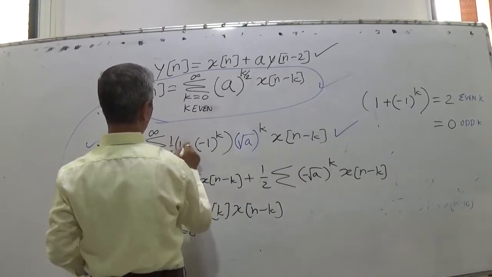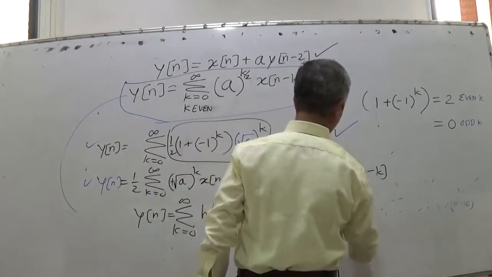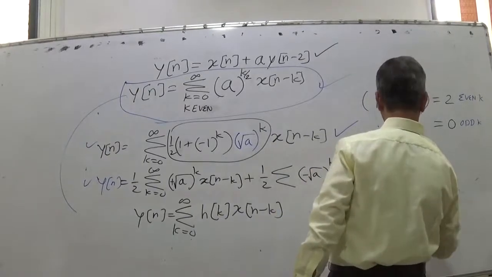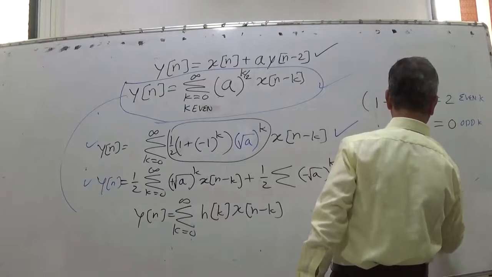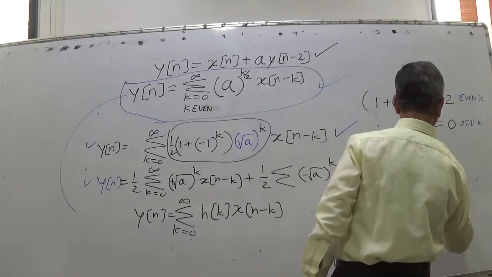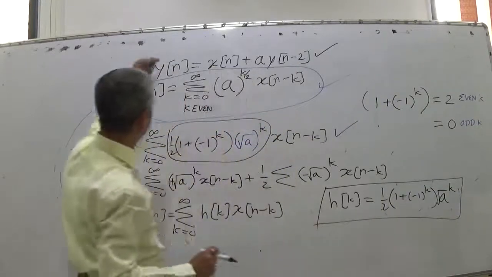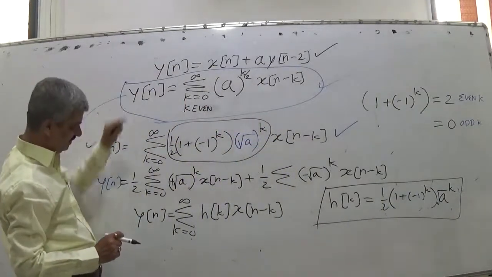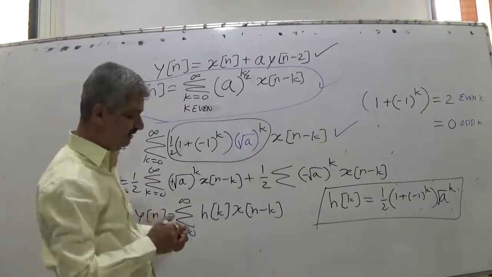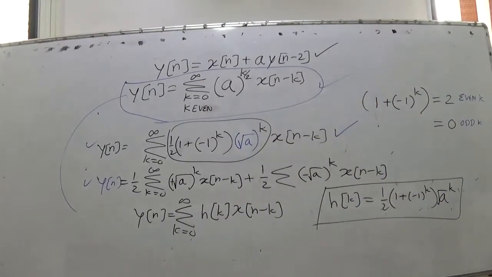So the whole of this would be h(k), where h(k) is an expression of k, half into bracket 1 plus minus 1 raised to k. So this finite term recursive expression is converted into an infinite term non-recursive expression, where h(k) is the transfer function of the system.